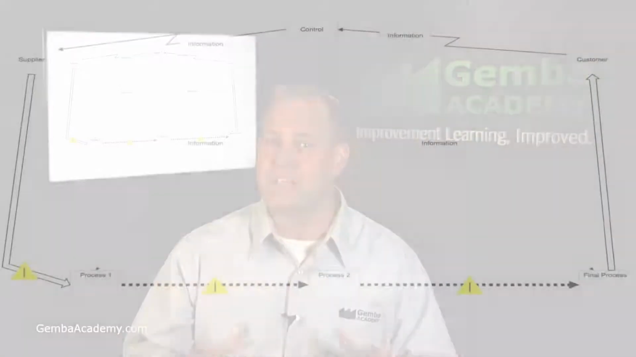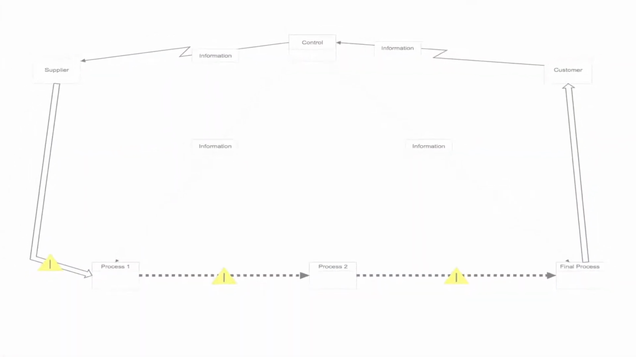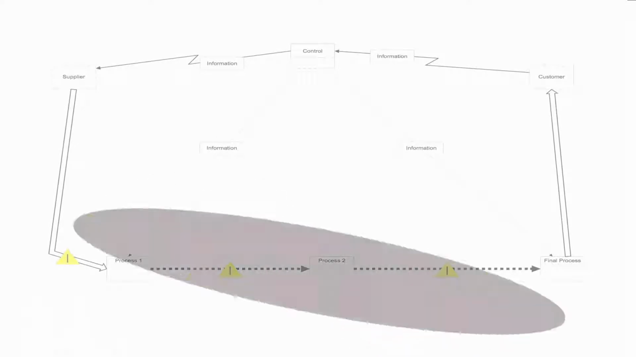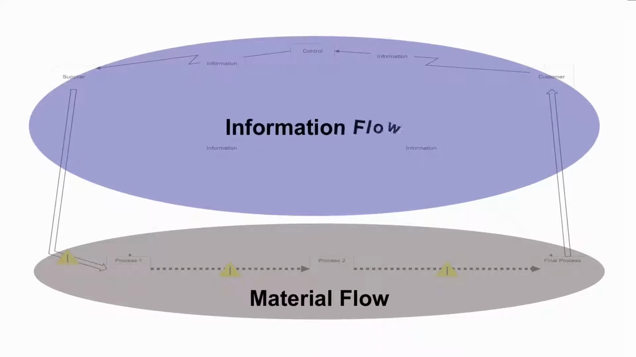Next, while there are similarities between a value stream map and a traditional process or flow map, there are some major differences. Now, perhaps the most striking difference is that value stream maps focus on both material and information flow.